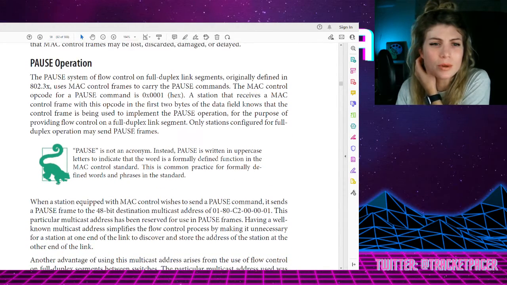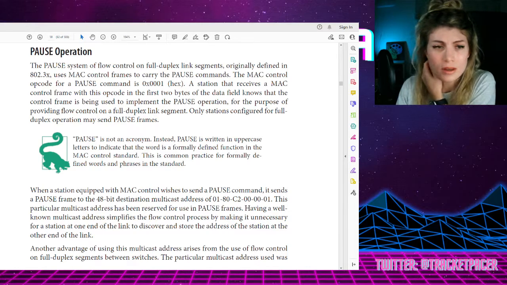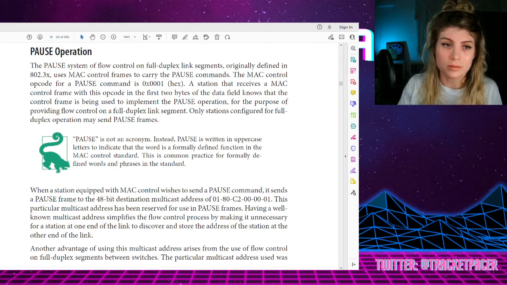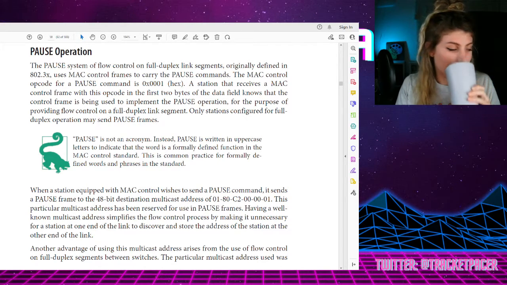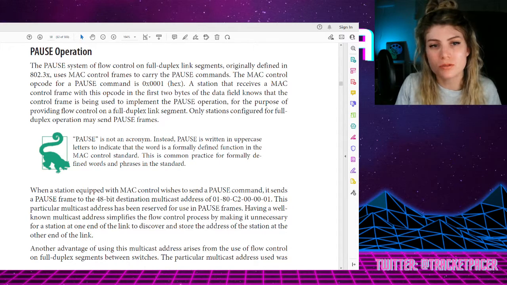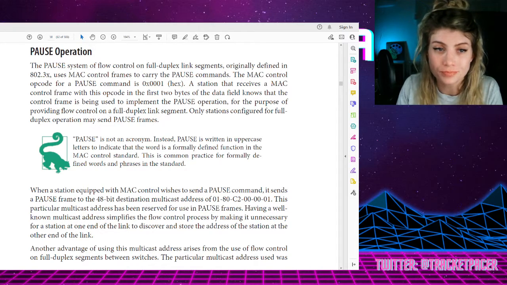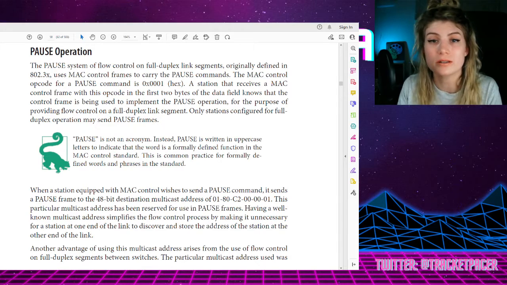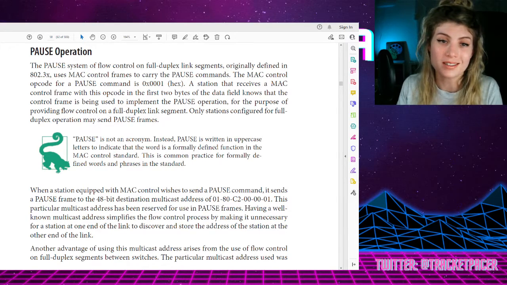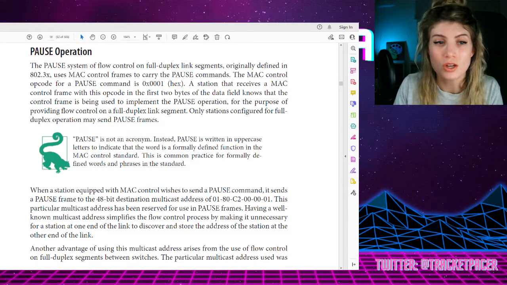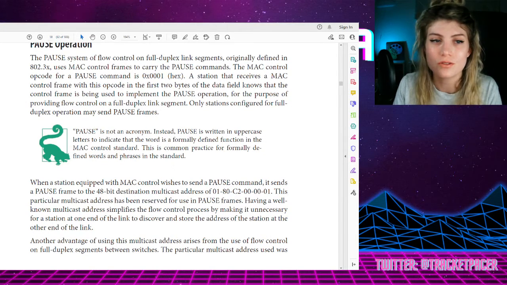And here we are where I technically left off last time. Pause operation. I'm pretty interested in this, so if it lets me down, I'm going to be devastated. Okay, the pause system of flow control on full duplex link segments, originally defined in 802.3x, uses MAC control frames to carry the pause commands. The MAC control opcode for a pause command is hex 0001. A station that receives a MAC control frame with this opcode in the first 2 bytes of the data field knows that the control frame is being used to implement the pause operation for the purpose.